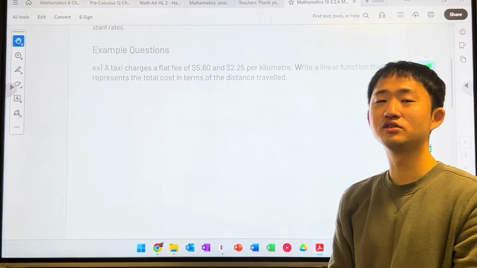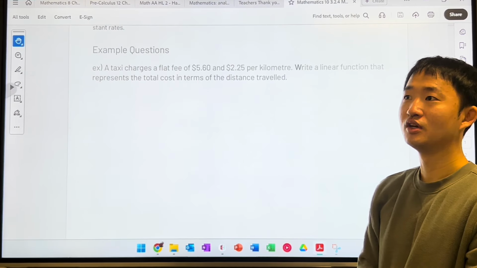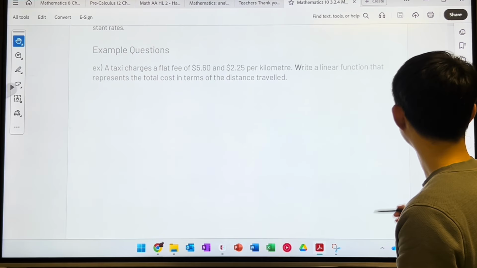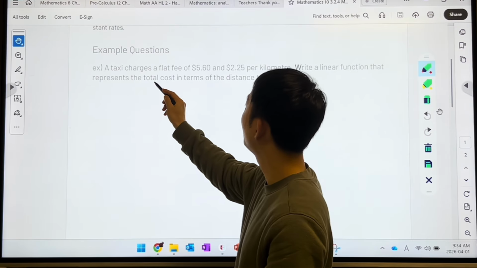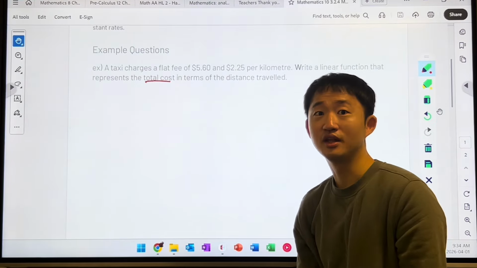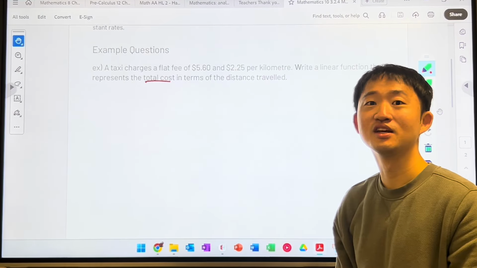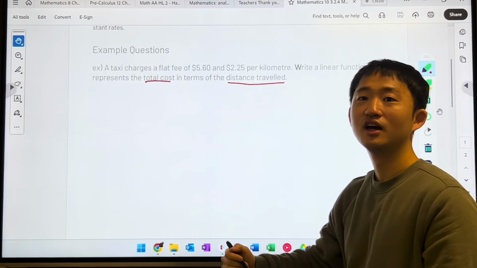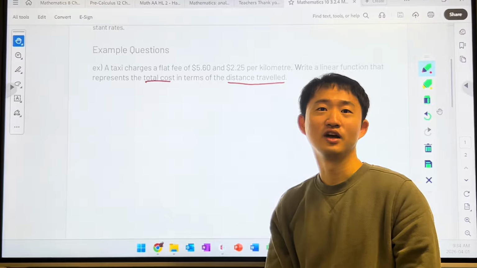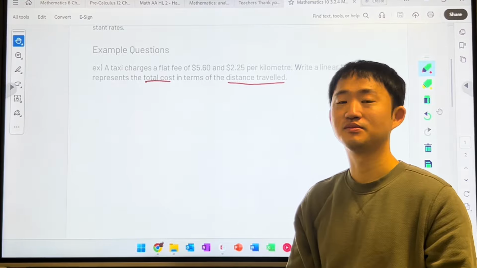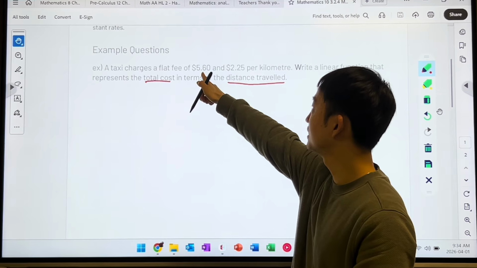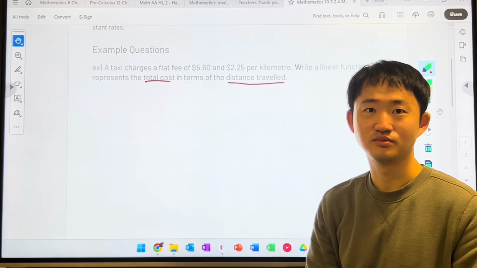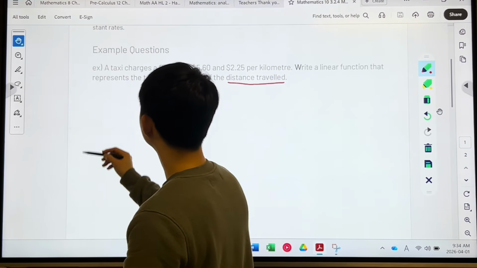So before we start, we need to start by declaring the variables, which means we need to know what are the things that are changing. Well, I think it's pretty clear that the total cost is a number that changes. The more distance you go, the total cost changes. And the same thing for the distance traveled. Depending on how much you move, the total cost will change because of that. The flat fee of $5.60 and the rate of $2.25 do not change. So let's start by declaring the variables.